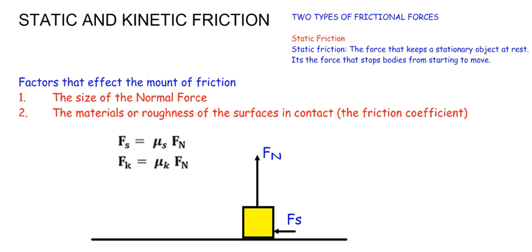So there are two factors that affect the amount of friction. Those are the size of the normal force and the material's roughness of the surfaces in contact. That is also known as the coefficient of friction. The two factors that affect friction can be expressed in the equation for static or kinetic friction. The friction force is equal to the coefficient of friction times the normal force. It is very rare for the coefficient of friction, mu s, to be greater than 1.